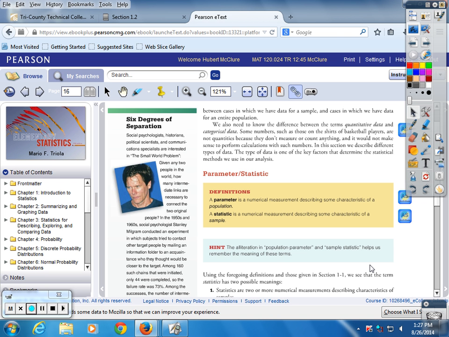What is a parameter versus a statistic? Well, remember, parameter starts with a P, so it goes with population that starts with a P. And statistic goes with sample, and they both start with what? S. What is a parameter? Well, this is only for, there's no mathematical value here. All right?